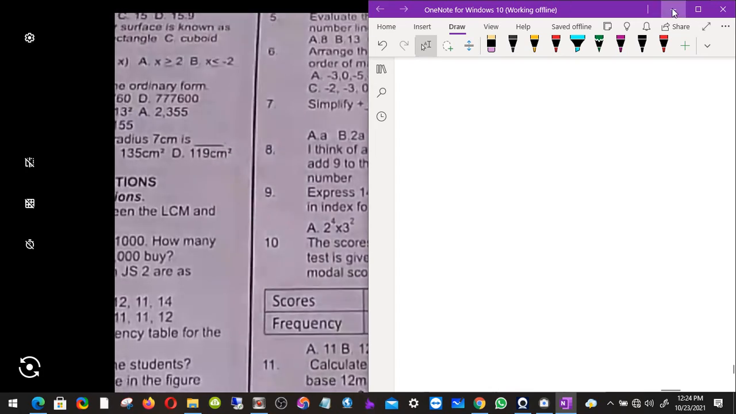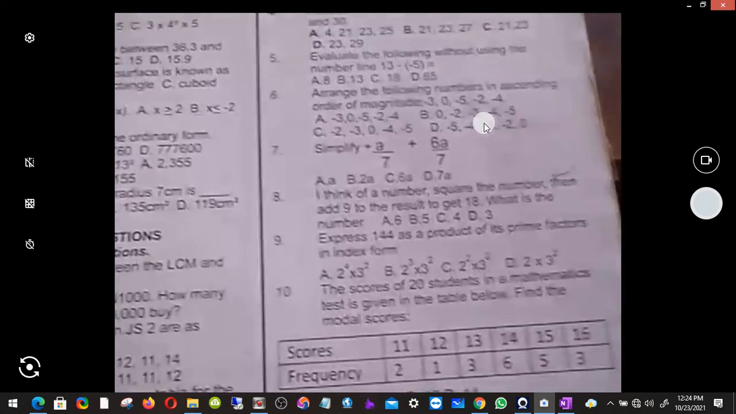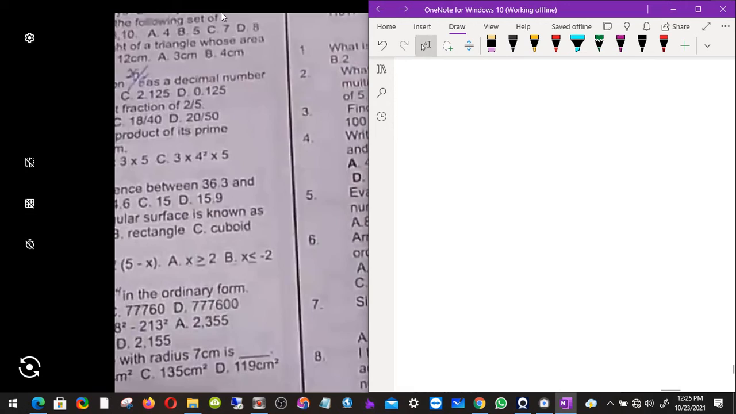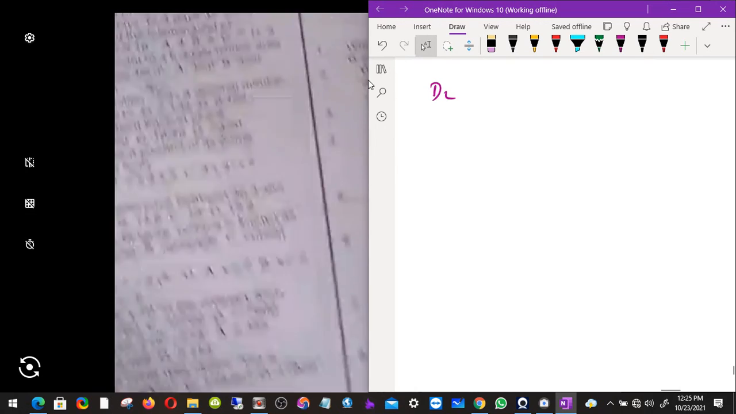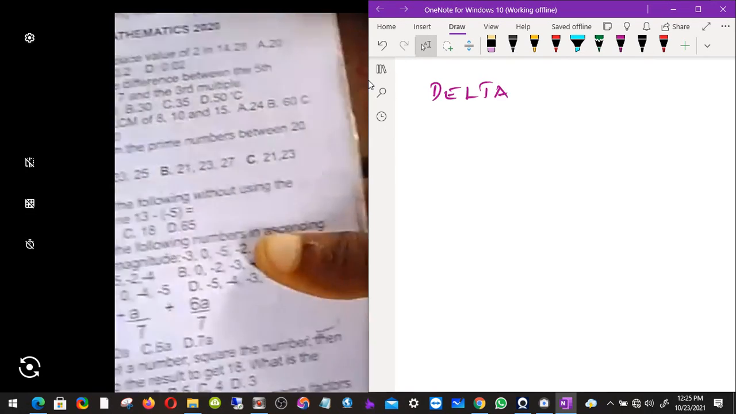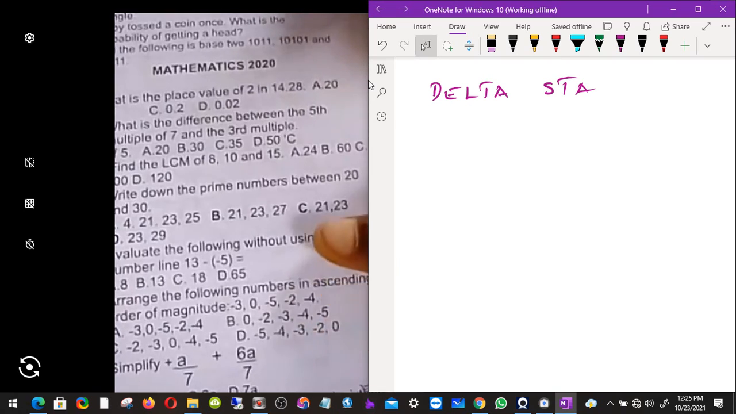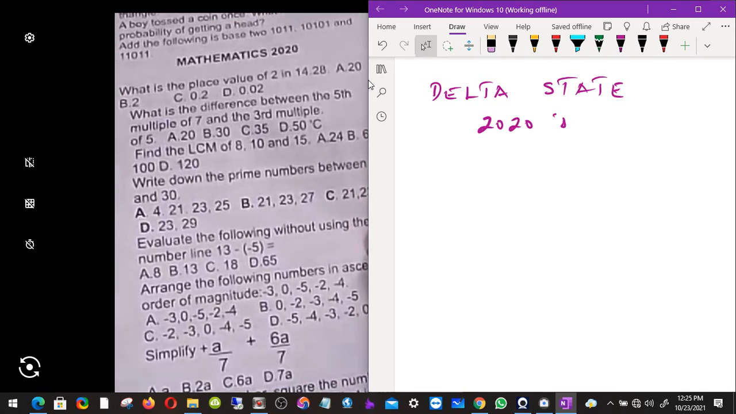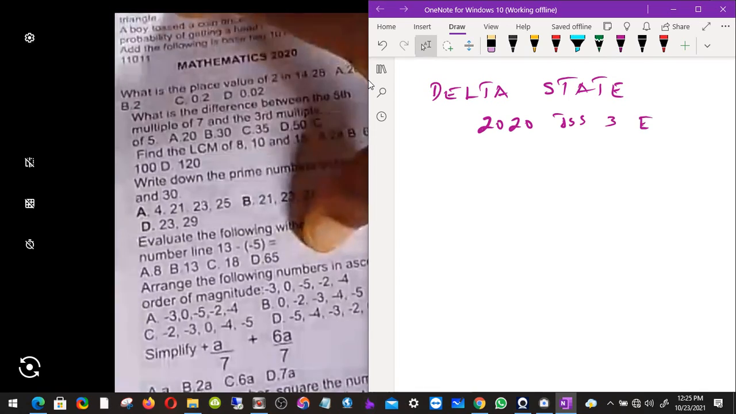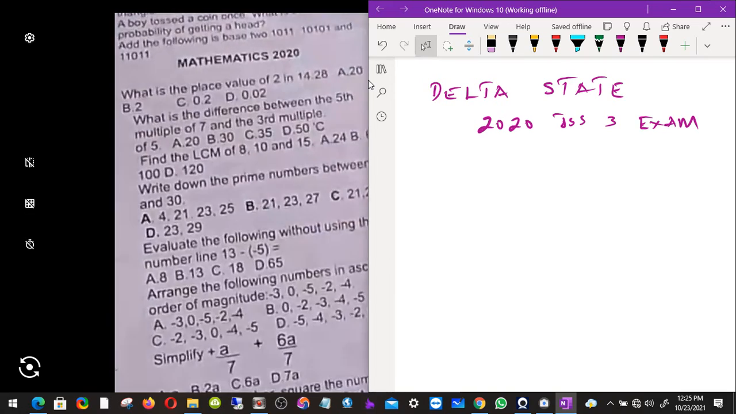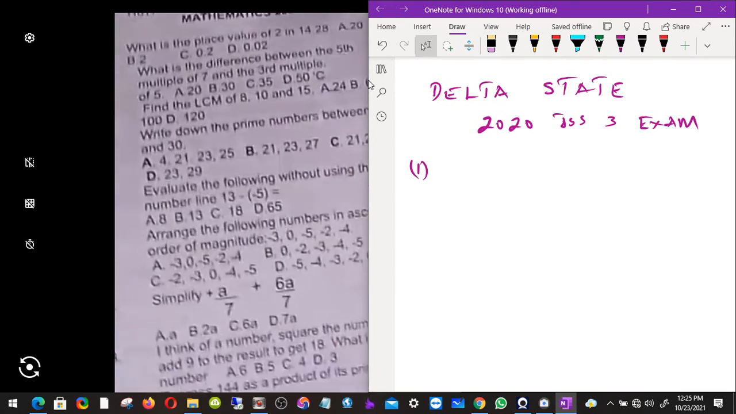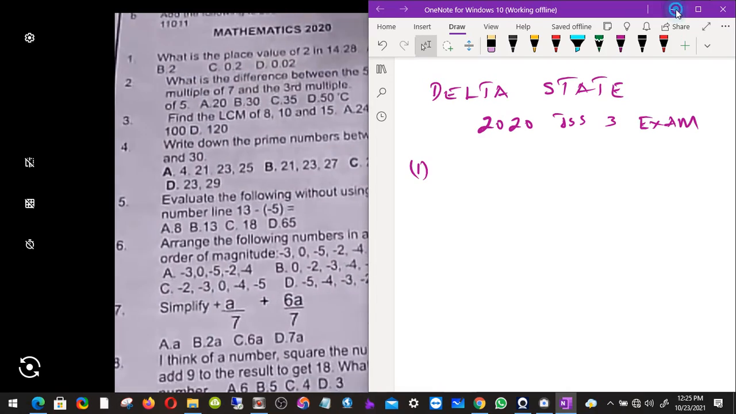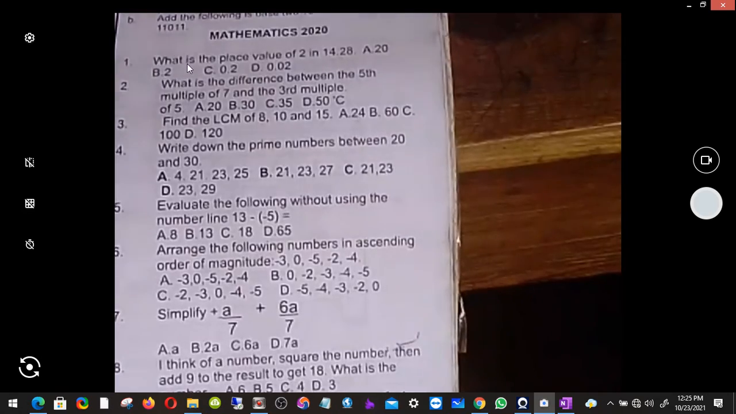Okay, so let's solve. Please listen. Let's solve 2020 maths, Delta State 2020 maths. Yes, you are using your notes. 2020 JSS3 exam. Just leave it, we'll see it. Thank you very much. Everybody read. Read for me.